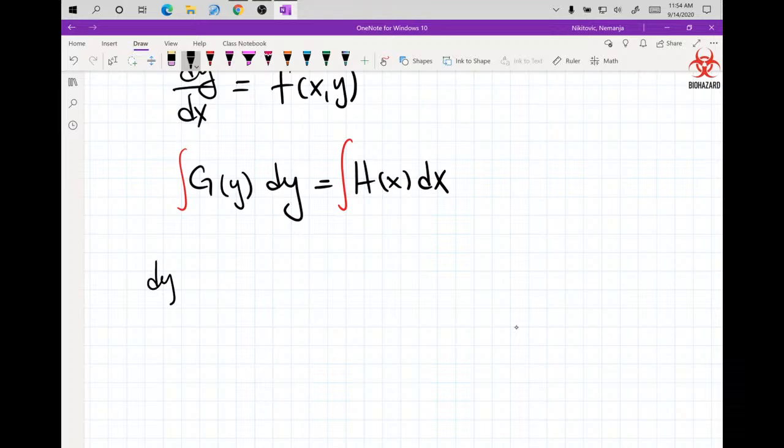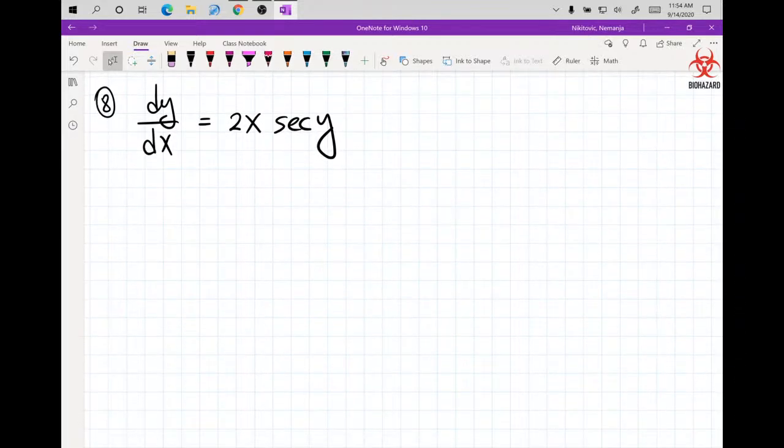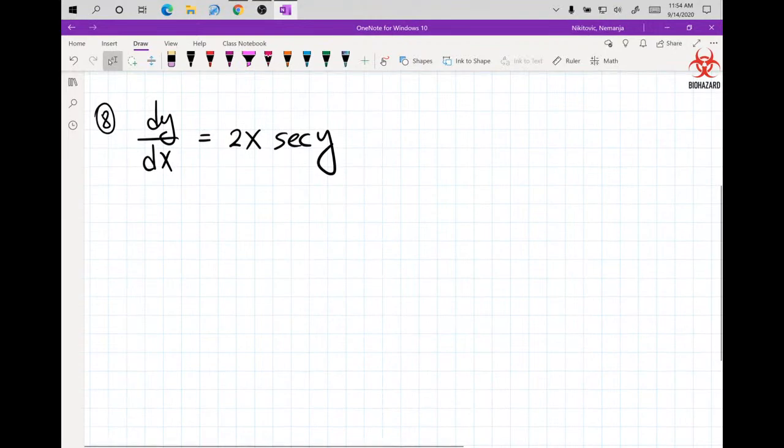It says dy/dx, this is problem number 8, dy/dx equals 2x secant y. They did not give us any initial condition. I can do another problem after this with the initial condition. We know the drill. Move the secant y to the left, move dx to the right. So this problem is like, oh, I'm going to have to integrate secant. Well, even if you did, the integral of secant is ln of secant plus tangent in absolute values. It's not the end of the world.